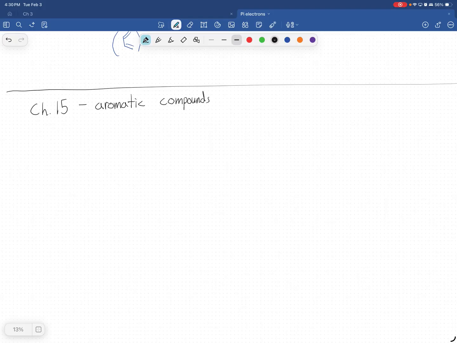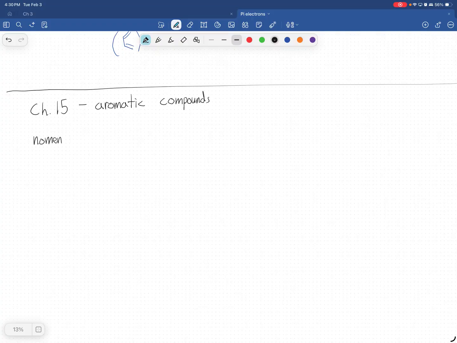Don't worry too much about chapter 15 yet. We probably won't think about this until next week, when we talk about the upcoming quiz about it. But aromatic compounds, let's just introduce the topic.